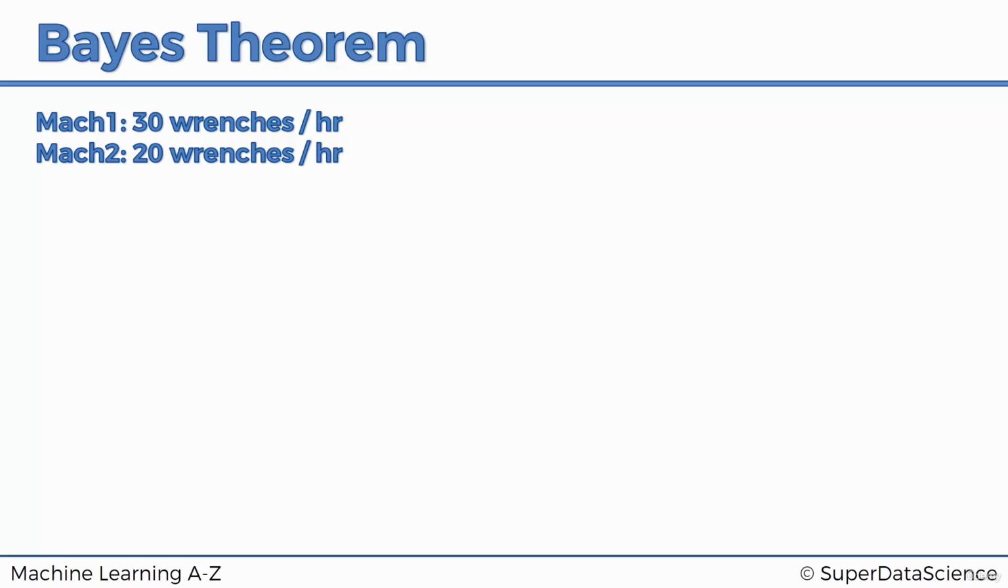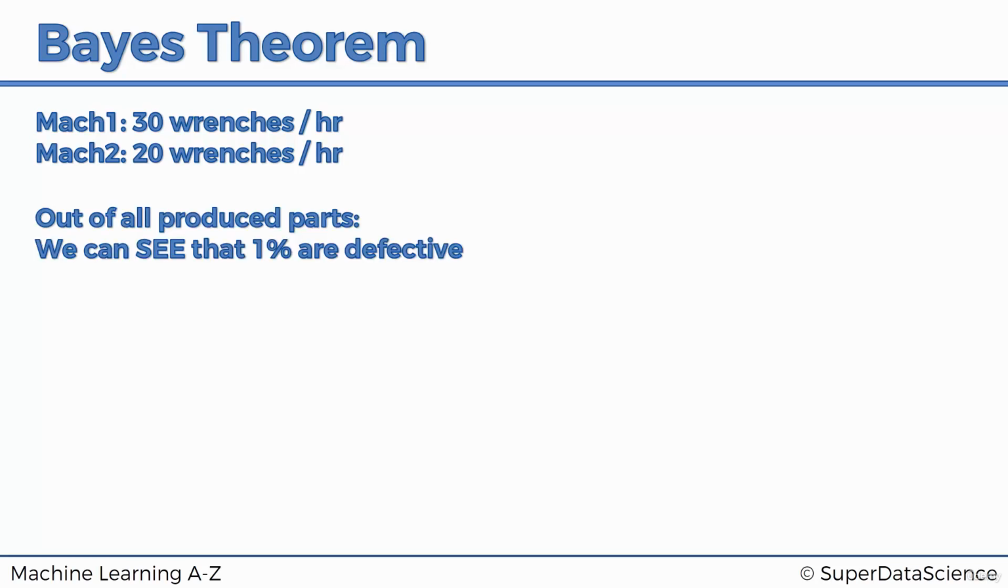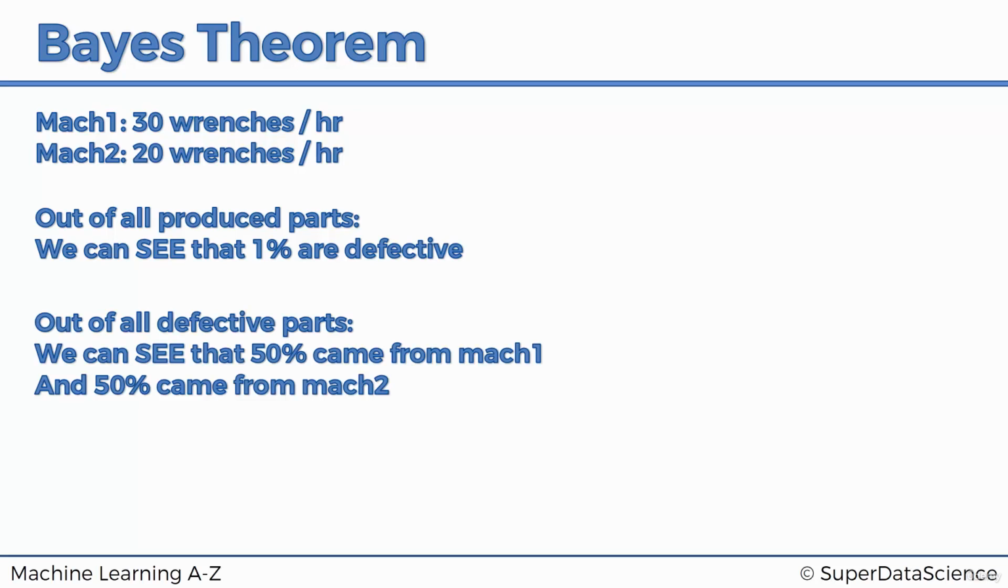Okay, great. Also, out of all of the produced parts, we can see that 1% are defective. So after checking the parts at the end of the day, thousands and thousands of wrenches, we can see that 1% of them are defective. Okay, so we know that. Then we also know that out of all of the defective parts, we can see that 50% came from machine 1 and 50% came from machine 2.